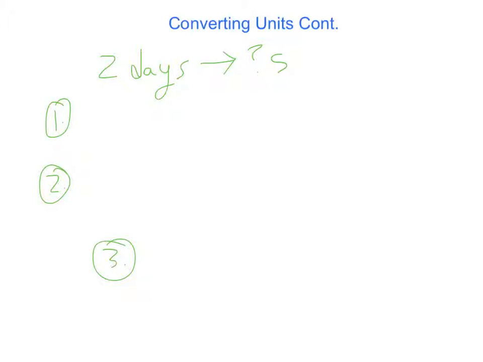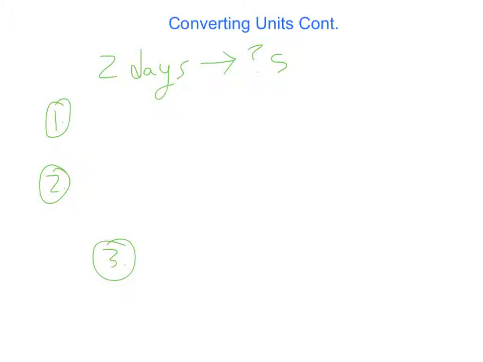For our next example, we're going to do a conversion where we will need to use multiple conversion factors. So in this instance, we're going to want to take 2 days and somehow, some way, get it converted into seconds. Now, how many of you out there know how many seconds are in a day? I imagine not too many hands would be raised there.